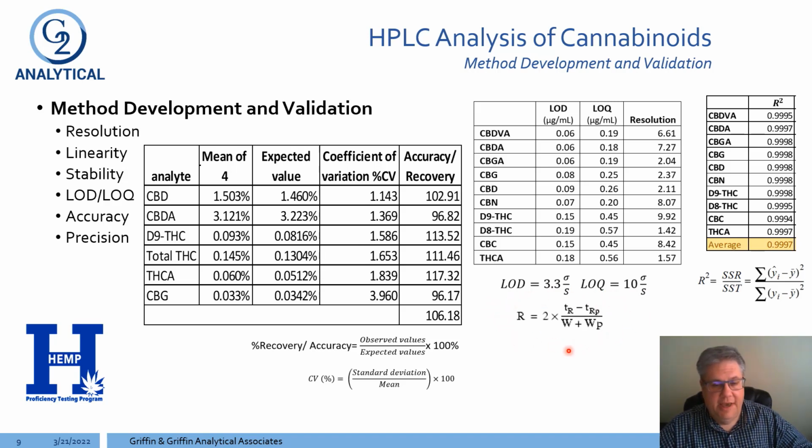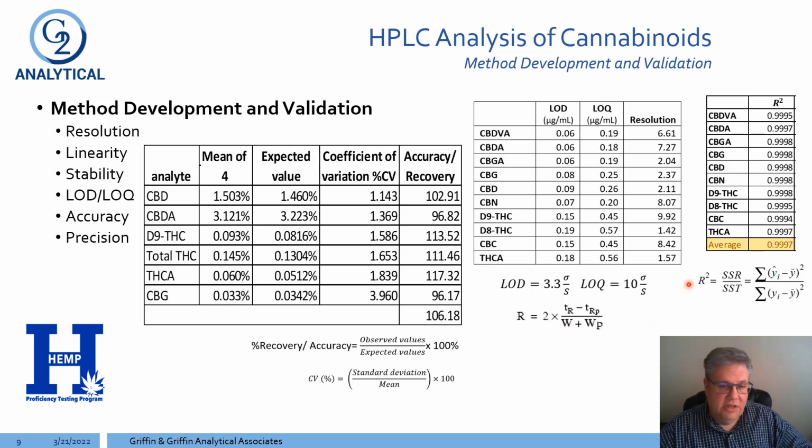Maybe one of the more important factors that we look at is this resolution factor here. R is equal to 2 times (TR minus TRP) divided by (W plus WP), where this is basically the resolution, the ability of the system to separate two similar peaks. TR is the retention time of the peak you're measuring. TRP is the retention time of the previous peak. W is the width of the peak you're measuring. WP is the previous peak width.